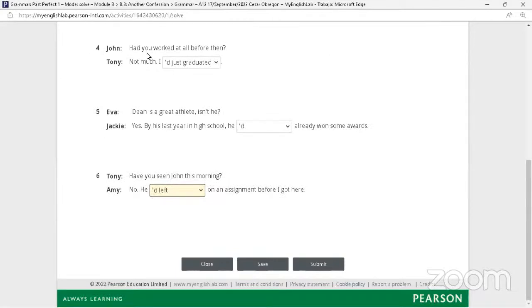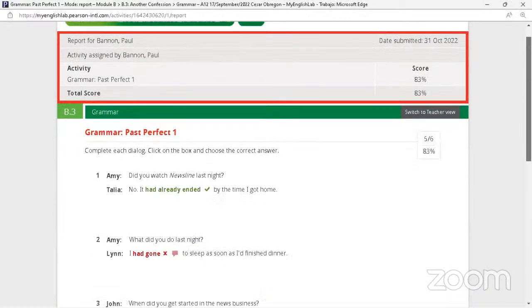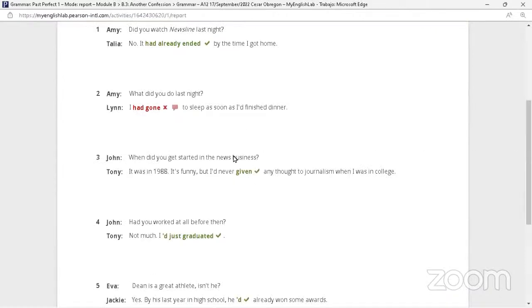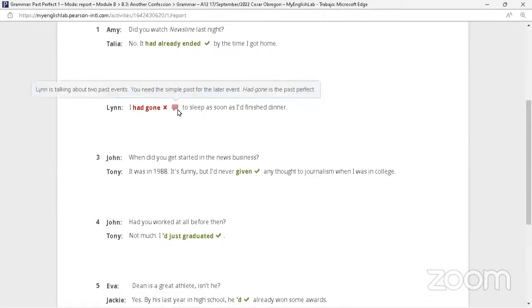Okay, are you ready? So what did you do last night? I had gone to sleep as soon as I finished dinner. Lynn is talking about two past events. You need a simple past for the later event. Had gone is in the past perfect. So here it is: I went to sleep as soon as I finished dinner.